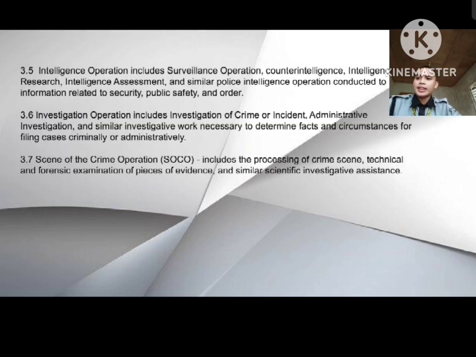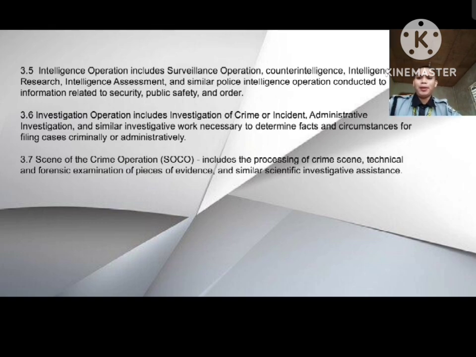Okay, so next is the intelligence operation. Intelligence operation includes surveillance operation, counterintelligence, intelligence research, intelligence assessment, and similar police intelligence operations conducted to gather information related to security, public safety, and order.